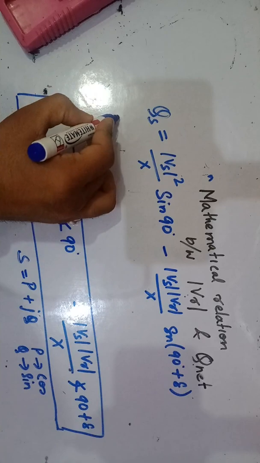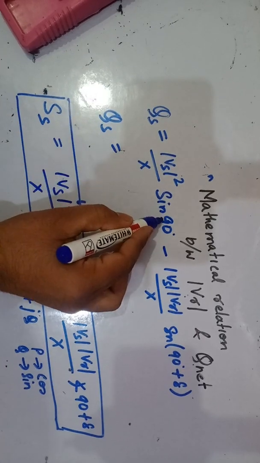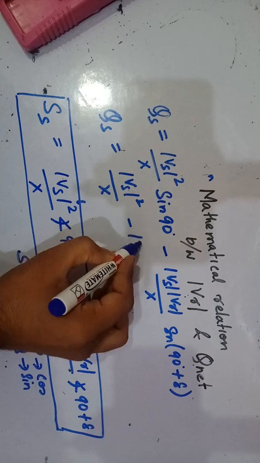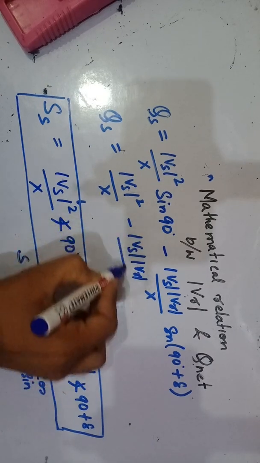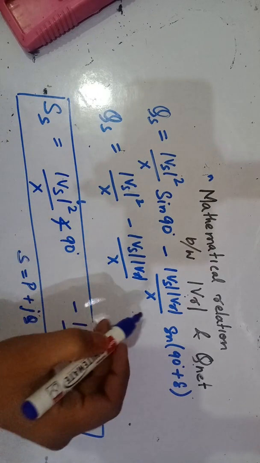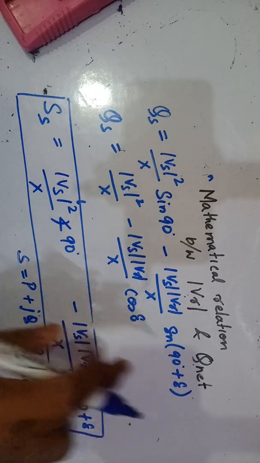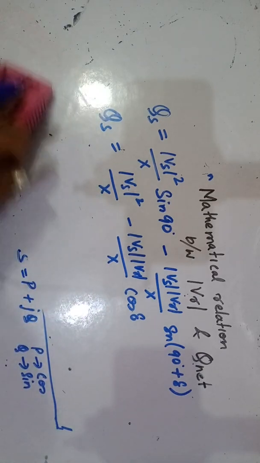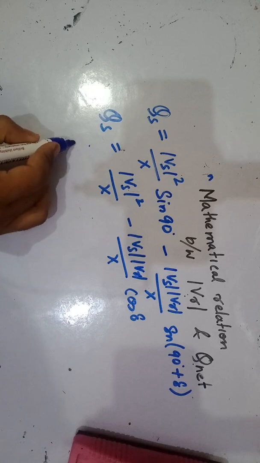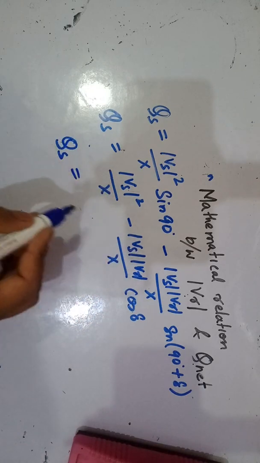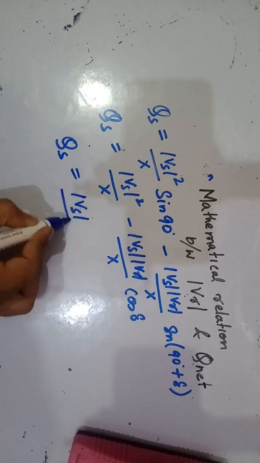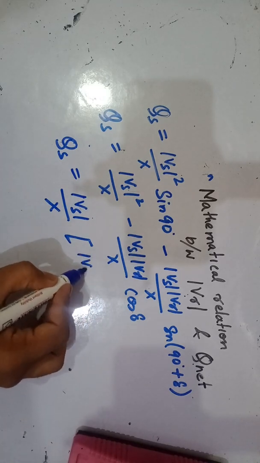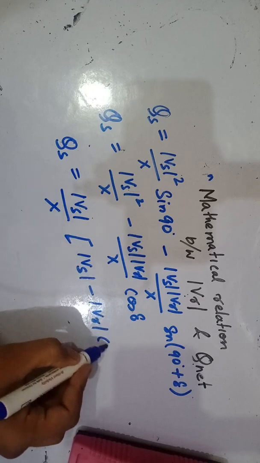Now Qs, as sine 90 is 1, we can write it as Vs square upon X minus Vs Vr upon X sine 90 plus delta, which will be your cos delta, using trigonometry. So then what will happen to Qs? If you find out the Qs, take out the common part. I am taking out Vs upon X common, so inside you will get Vs minus Vr cos delta.